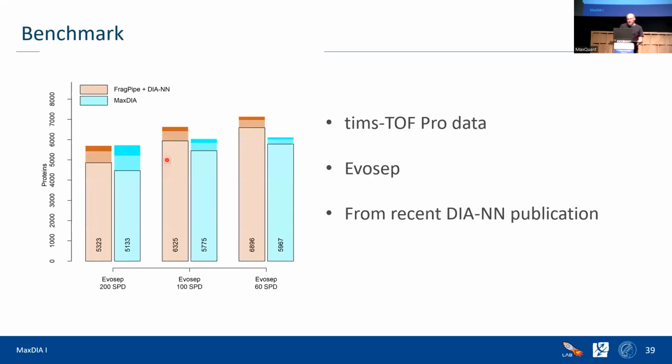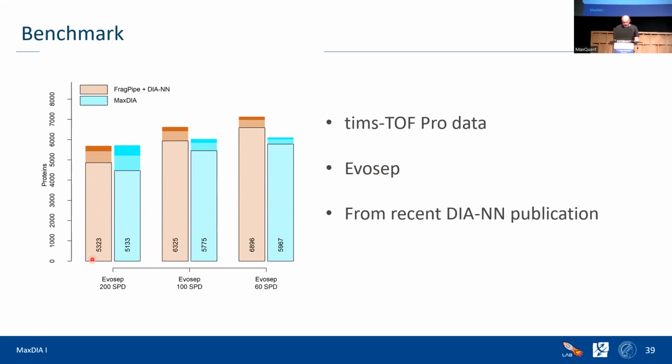Here we compare to a recent benchmark paper by the DIA-NN guys. These are short gradients with Evosep columns, and they were using three different gradients: very short, medium, and long. But long already means very short, so it's extremely short. It's some kind of new Starbucks classification of size, I guess. So extremely small, medium small, and small, basically.